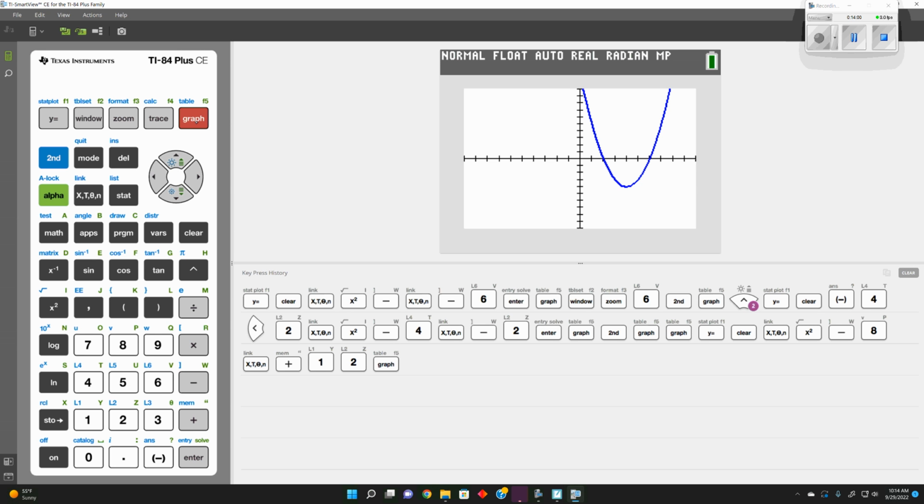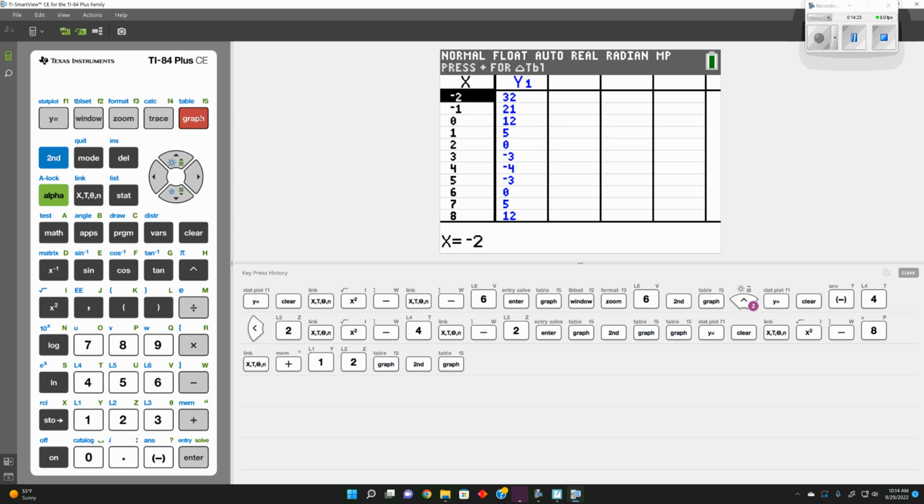Plus 12. X squared minus 8x plus 12. Number 1. After that, you hit second graph. Oh, I put 2 instead of 12. And we can go second graph.